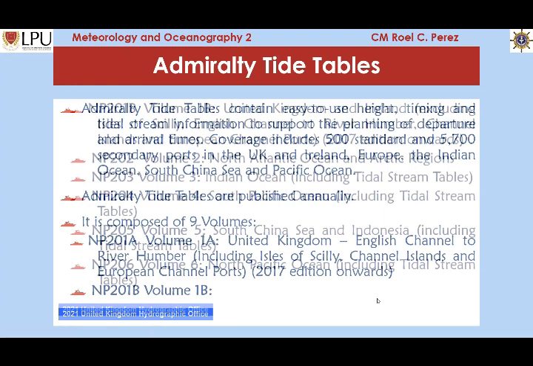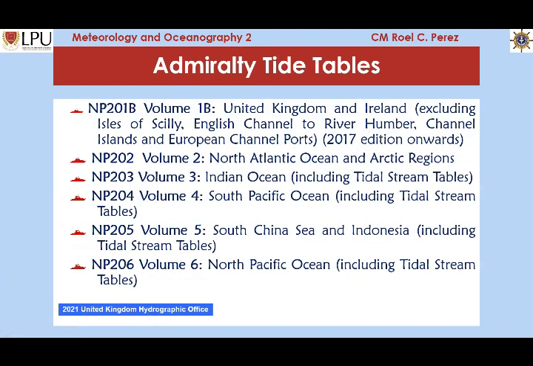And then we have the NP201B, which is volume 1B. Also in the United Kingdom and including Ireland, but excluding Isles of Scilly, English Channel to River Humber, Channel Islands, and European Channel ports. Excluding those that are already in volume 1A. And then we have the NP202 or volume 2. This is the North Atlantic Ocean and Arctic regions.